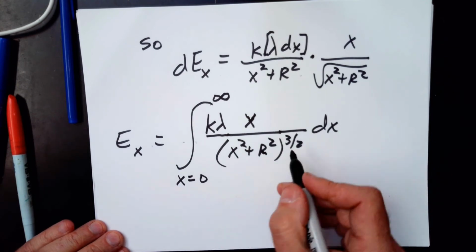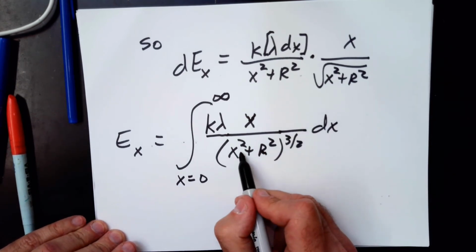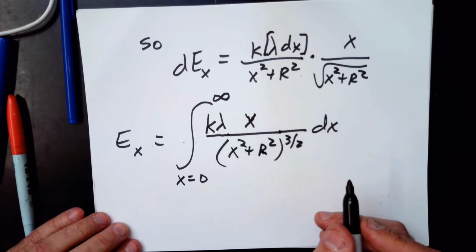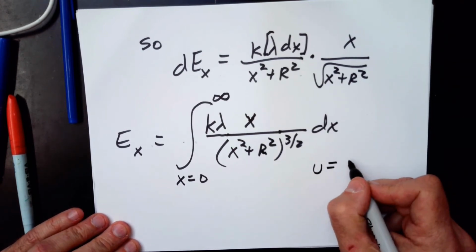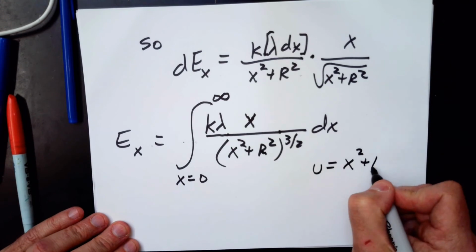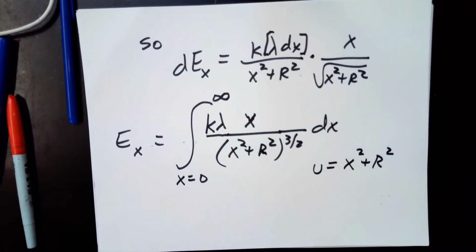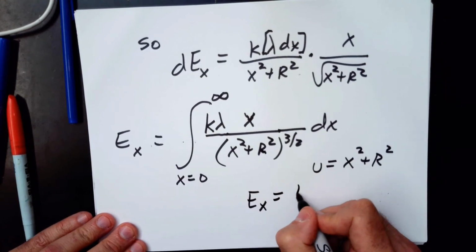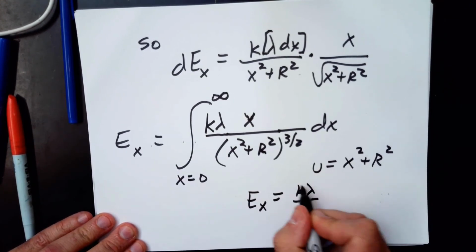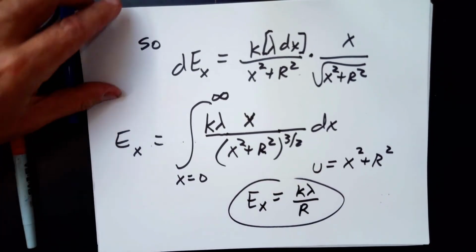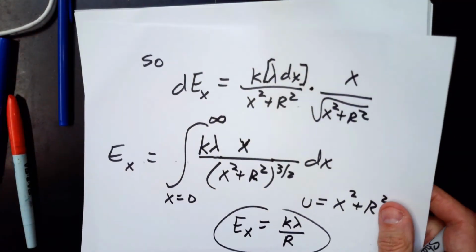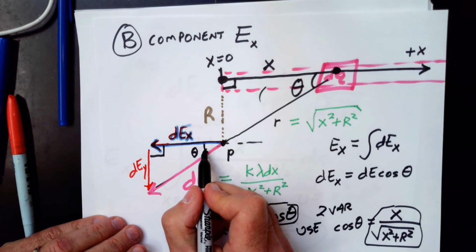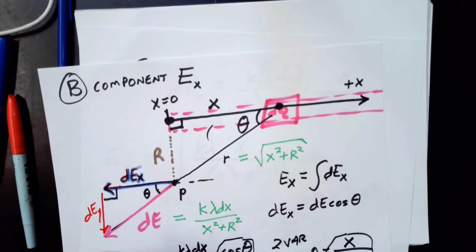It's a straightforward integral with a u substitution because you have x squared here and you have its derivative up top, give or take a constant. So this can be done with a straightforward u substitution of u equals x squared plus capital R squared, and I won't go through and do the integral. What you get is that the horizontal component equals k lambda over capital R. Okay, but we had to prove that this angle was, let me get the original.